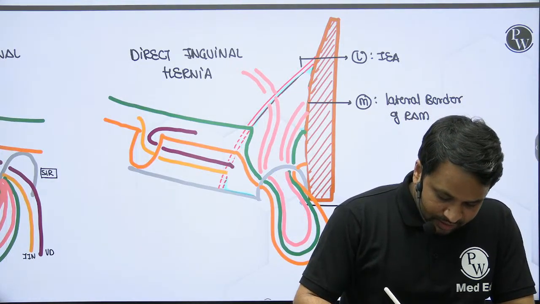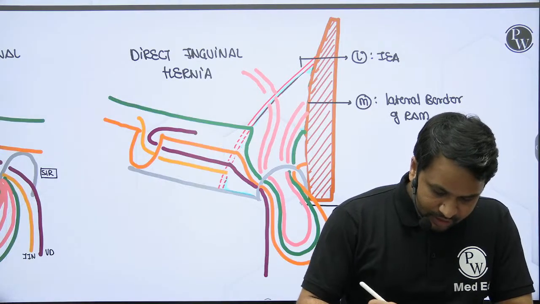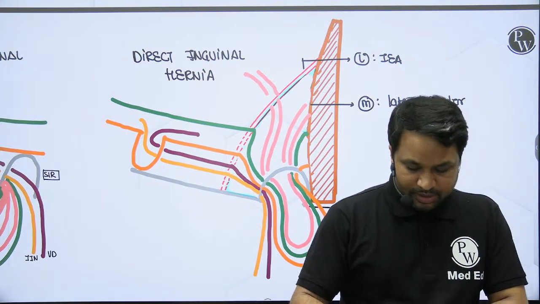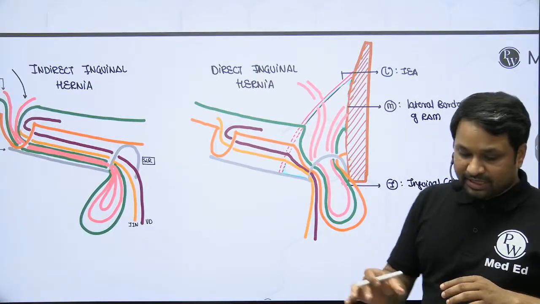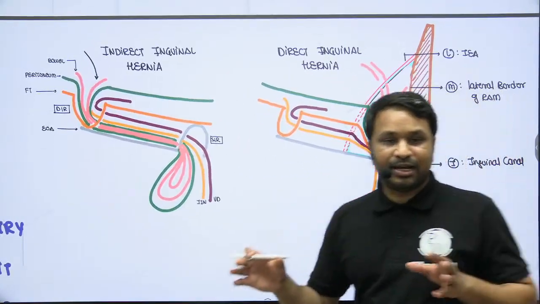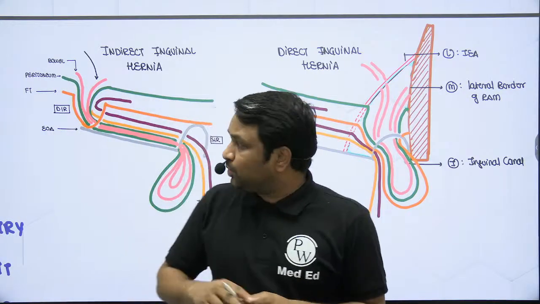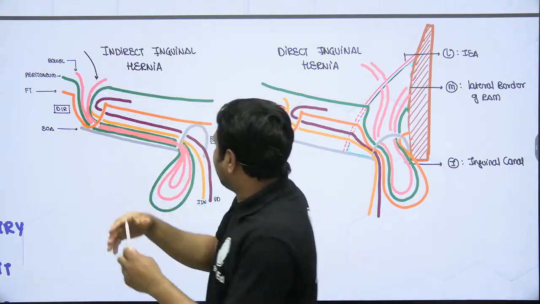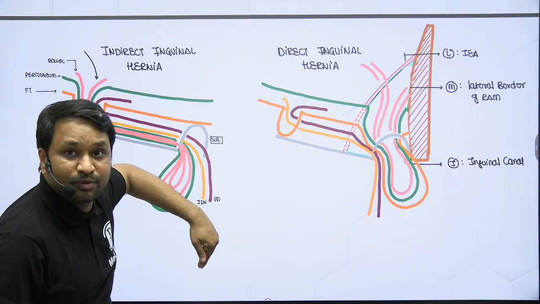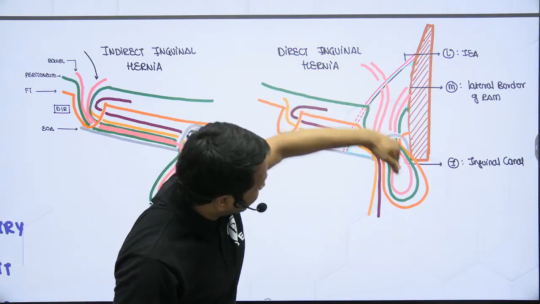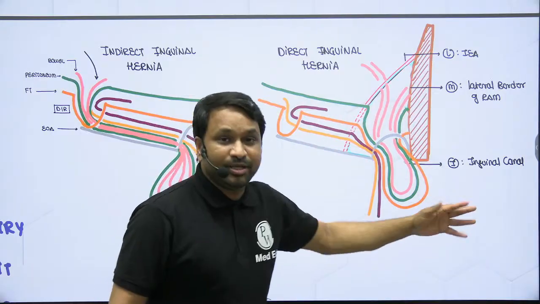The vas deferens is in its own position. The vas deferens is here. The ilioinguinal nerve is going to be present across here. Now, if you see the difference between the indirect and the direct inguinal hernia, this is going to be quite clear in front of you. In the indirect inguinal hernia, it is entering from the deep inguinal ring. It is exiting from the superficial inguinal ring. Whereas in the direct inguinal hernia, it is entering from the Hesselbach's triangle and exiting from the superficial inguinal ring.